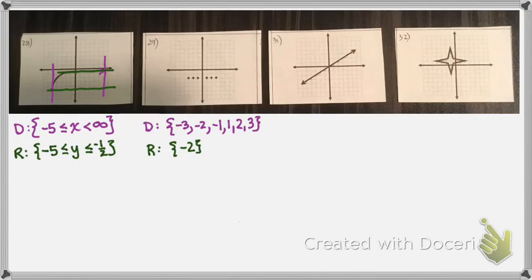Okay. All right. Let's look at this one. So we're going to go far left to far right. That's going to be my domain. Now, what I see is an arrow cap. So guess what? This is going to continue forever and ever in the negative direction. So it doesn't start at -5, right? Because it's an arrow cap. So that's going to be negative infinity is less than or equal to x.